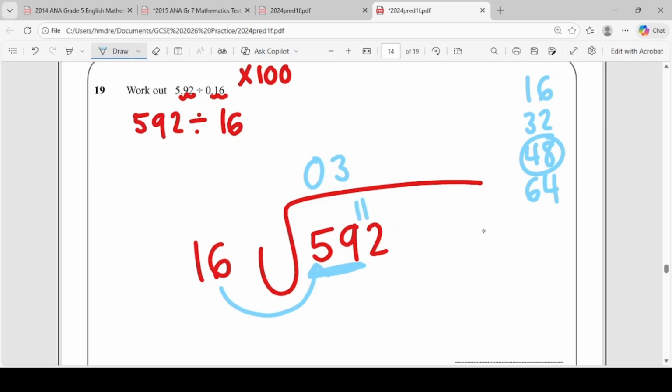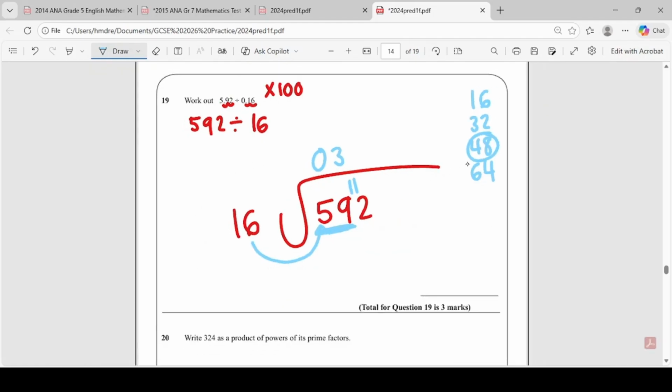And I think we need some more times tables here. Okay, so don't be afraid to work out these times tables if you need. So let's see, 64 add 16 is 80. Add 16 is 96. 96 add 16 is 112. That works nicely. So how many times does 16 go into 112? It's 1, 2, 3, 4, 5, 6, 7 times. And so our answer is 37.